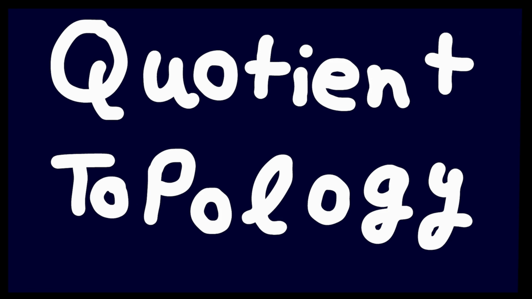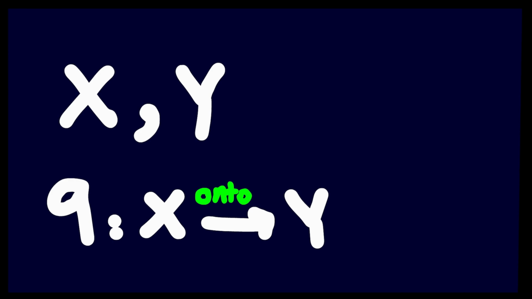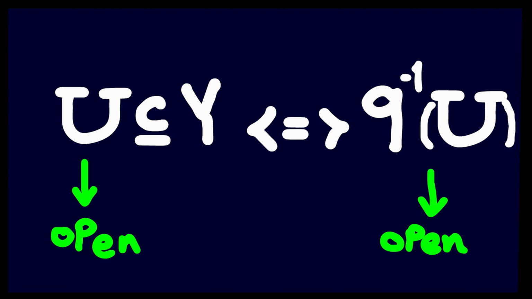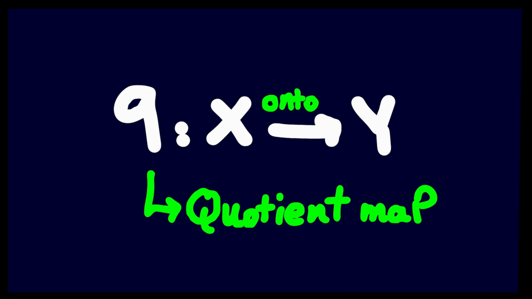What's the quotient topology? Well, if you have topological spaces X and Y, and Q is a surjective map from X to Y, then we can define a topology on Y by declaring a subset U to be open if Q inverse of U is open in X. This is called a quotient topology, and you can indeed prove that this is a topology. We call Q here the quotient map.